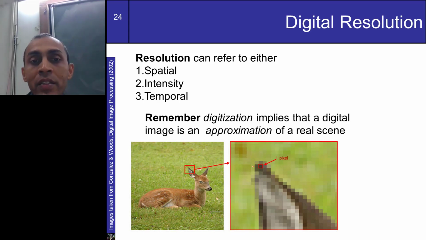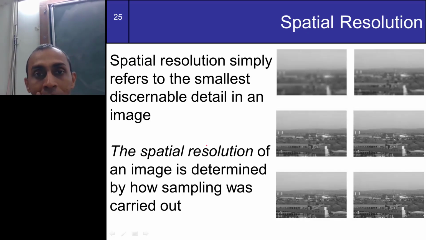Remember, when we are digitizing, we are actually losing some information. We are only measuring discrete values. So a digital image is just an approximation of the real image or the real scene. How good our spatial and intensity resolution is will determine how close our digital image is to the actual scene image. Let us talk about these three resolutions a little bit.